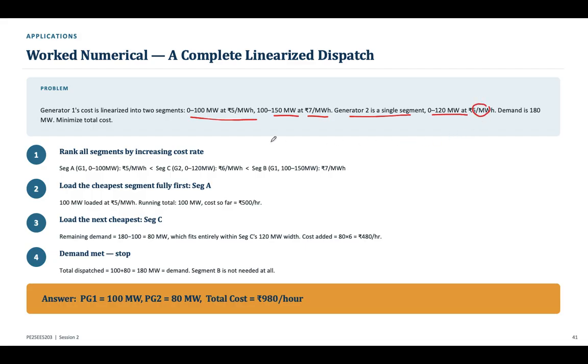Demand is 180 megawatt. Minimize total cost. So what shall we do? Have they given the total demand? Yes, here it is 180. The total demand is 180 megawatt.